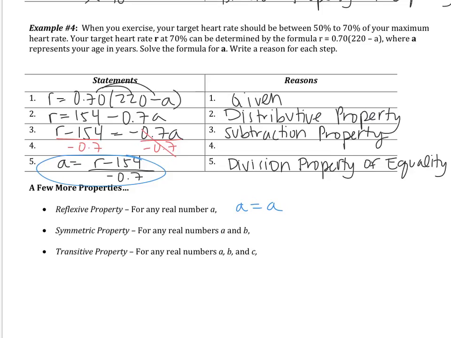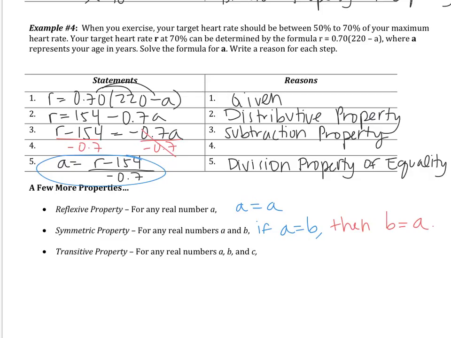For the symmetric property, it says if I have 2 real numbers, A and B, if I know that A equals B, then I know that B equals A. So all that's saying is if I have an equation, I can write it backwards. If I have an equation or a statement of equality, I can write the statement backwards, and it still holds true. So these may seem kind of obvious, but we are going to need to use them eventually in different steps.